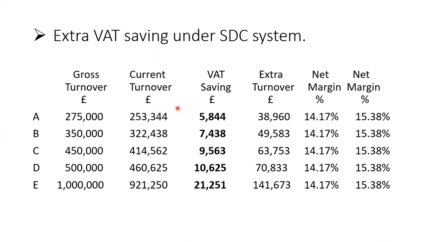From our experience, we know if a practice making this much in sales switches from the FCA method to SDC, over the year they make a saving of £5,844. To be precise, but let's say £6,000. So you can achieve this extra profit just by switching from one method to another. You don't have to do anything else. So this is purely a profit that you can add into your net profit.